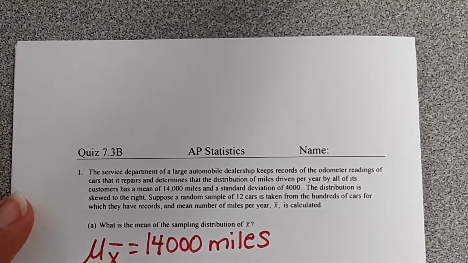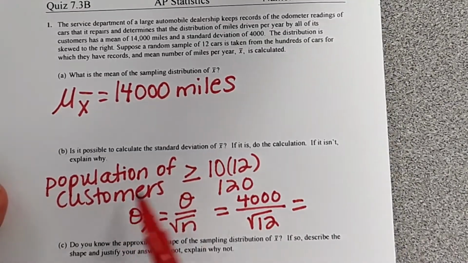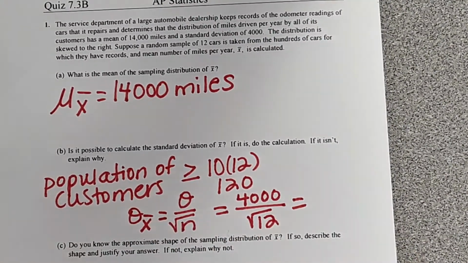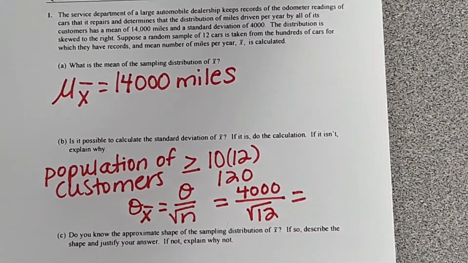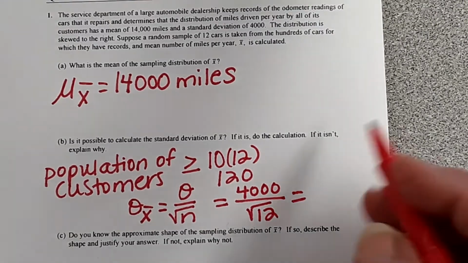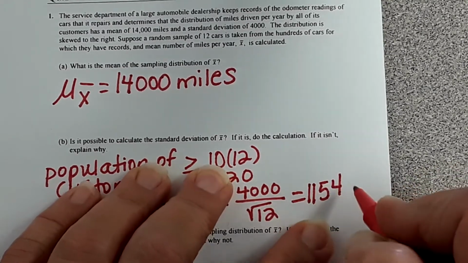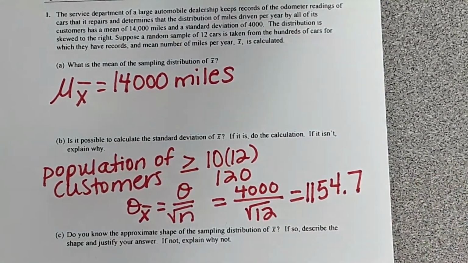Sigma over the square root of 12. So what is sigma? 4,000. Sorry guys, it's the square root of 12. I'm so sorry you guys at home, I've been talking. So the population of customers is greater than or equal to 10 times 12. That's how you prove standard deviation. So what is 4,000 divided by the square root of 12? 4,154.7. And we can leave it there. That's good.